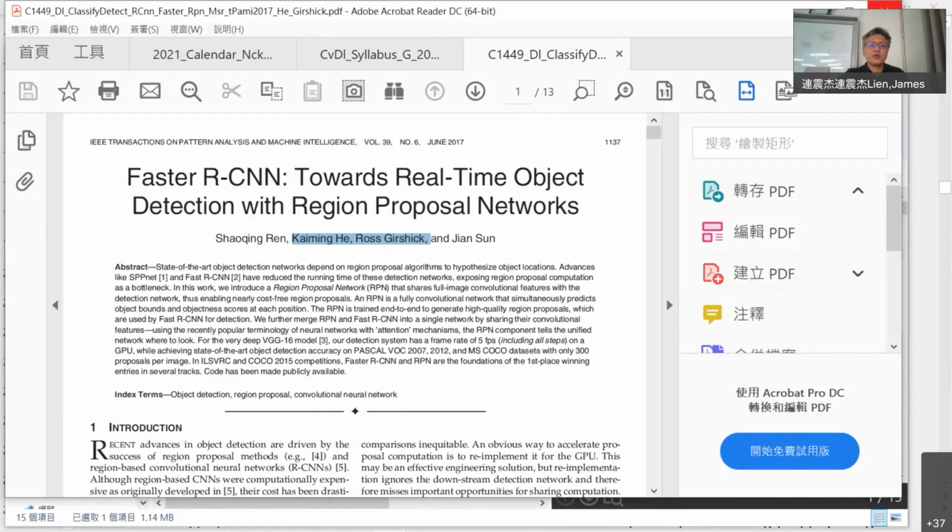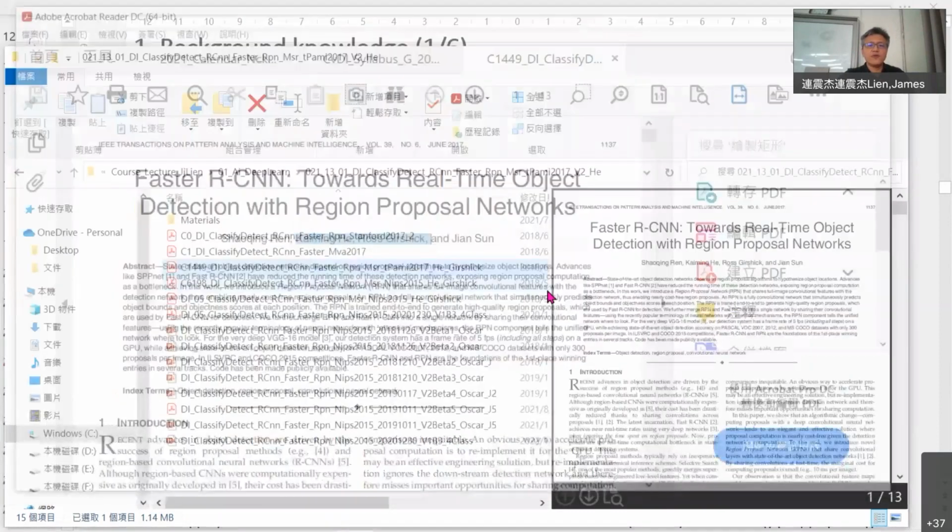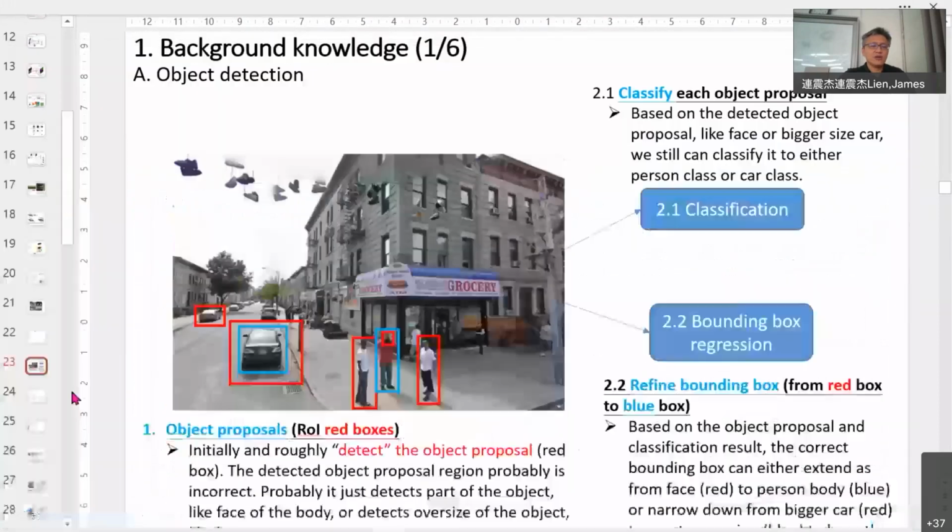We'll try to finish the first R-CNN. Take a break.